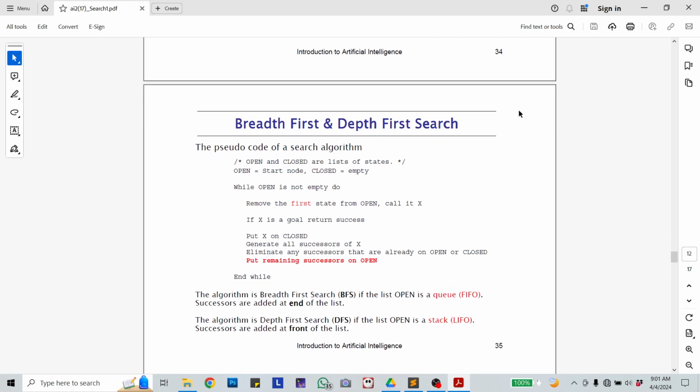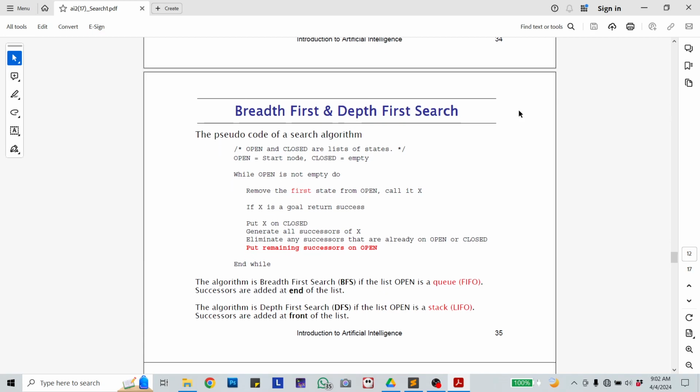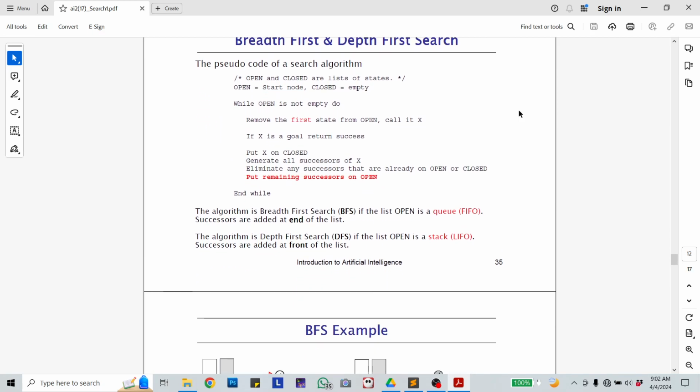And the breadth first search has a pseudocode to carry out the search. First of all, you open or you start your search. If it is closed, it means it's empty. If it is not empty, you remove the first state and call it X. So this is just a way of going through the algorithm. But the actual thing is that the algorithm for the breadth first search is the list open, where we have the queuing system, where we say FIFO, first in, first out.